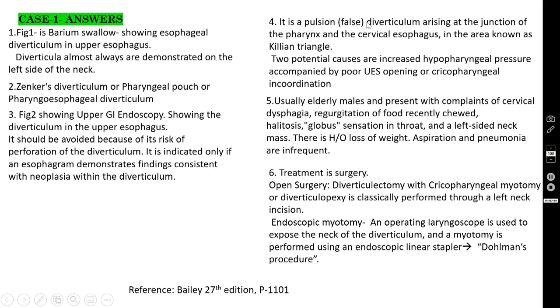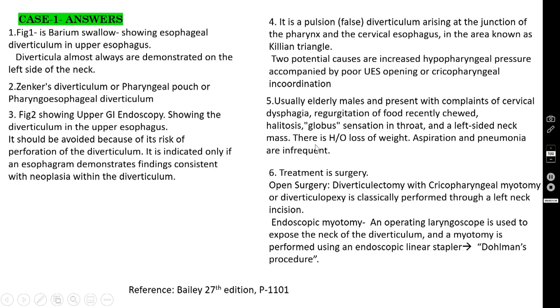It is a pulsion diverticulum, it is because of intraluminal pressure. This is a false diverticulum arising at the junction of pharynx and cervical esophagus in the area known as Killian triangle or Killian dehiscence. Two potential causes: number 1, increased hypopharyngeal pressure, accompanied by poor upper esophageal sphincter opening or cricopharyngeal incoordination. That is the cause for the development of this diverticulum.